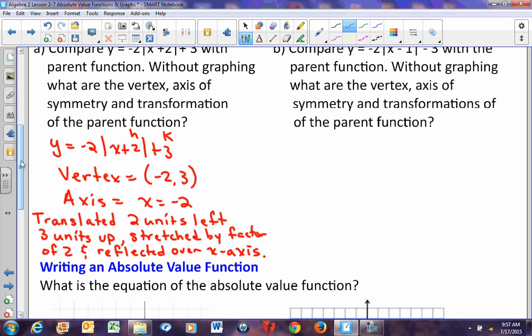You will have to memorize the general form of the equation for absolute value functions. Very, very important to know. The more you use it, the better chances you have that you will memorize it.